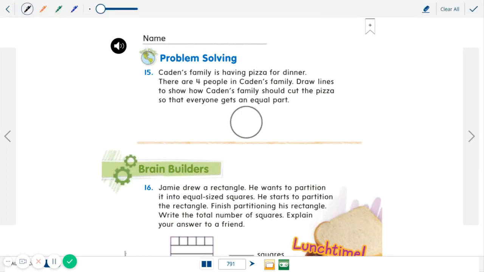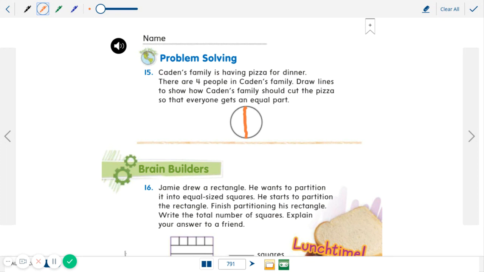Number 15. Caden's family is having pizza for dinner. There are 4 people in Caden's family. Draw lines to show how Caden's family should cut the pizza so that everyone gets an equal part. So the first thing that we need to do is to cut our pizza in half.